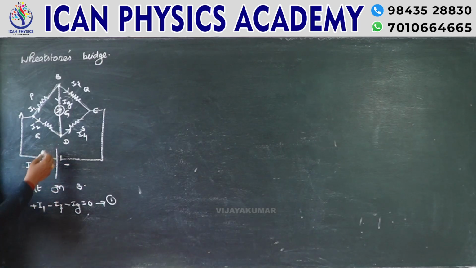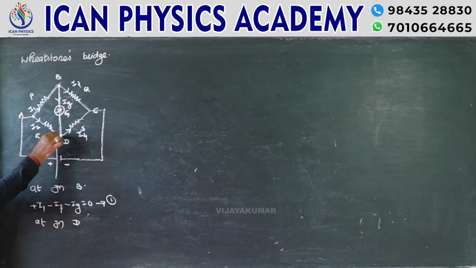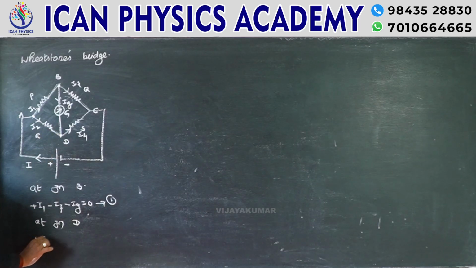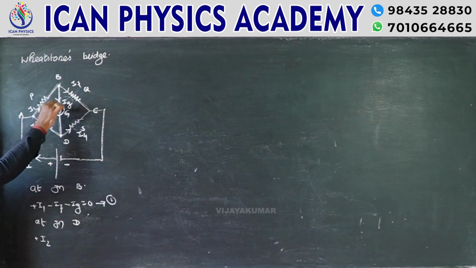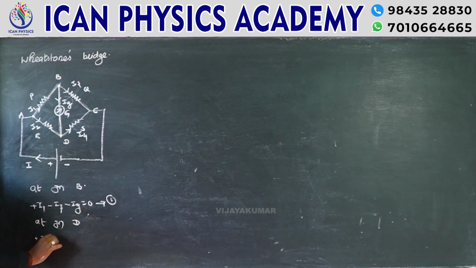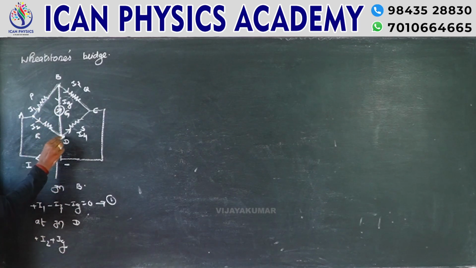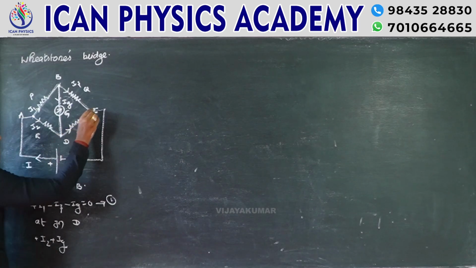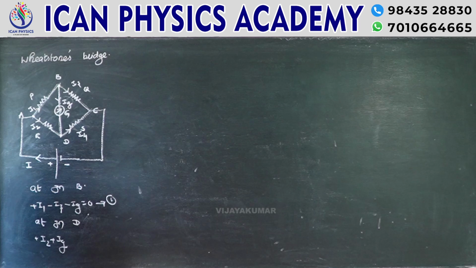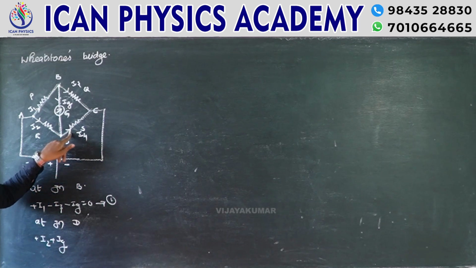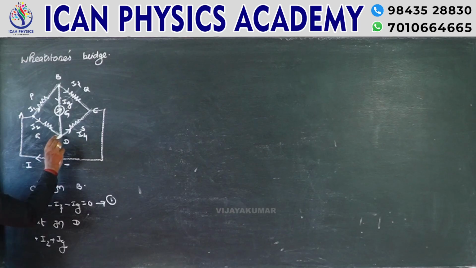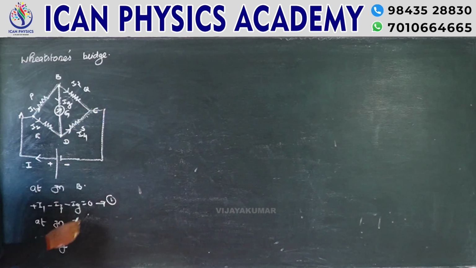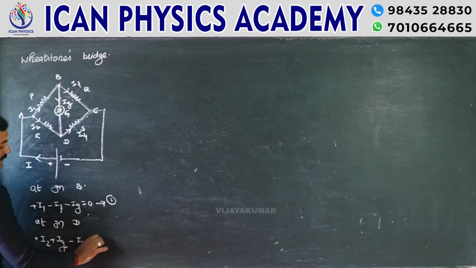Okay. Now let's see the opposite junction. At junction D, I2 is the current moving towards the junction, so plus I2. IG is the current moving towards the junction, so plus IG. I4 is the current moving away from the junction. Sir, moving away or moving towards? Just see the arrow head. See the arrow head, moving away, it is leaving the junction, so this is minus I4 equal to 0. Now it's taken as equation number 2.